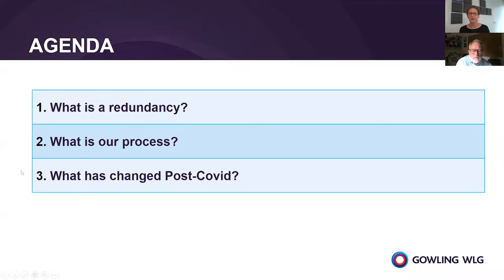So what we're going to cover is, how do you know you're in a redundancy situation? What is the legal definition of redundancy? If you are in that situation, what processes do you need to follow to make sure that you're compliant with the law and avoiding triggering claims? And then finally, all of this at the moment is being looked at in a very changed environment potentially. So what, if anything, has changed and needs to be done differently in a post-COVID context, or in an ongoing COVID context perhaps?